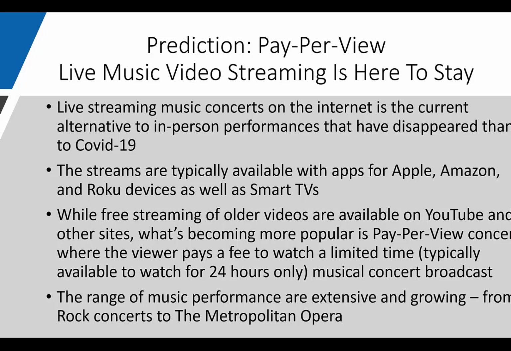The streams are typically available with apps for Apple or Amazon or on Roku devices, as well as smart TVs. While free streaming of older videos is available on YouTube and other sites, what's becoming more popular is pay-per-view concerts, where the viewer pays a fee to watch a musical concert broadcast for a limited time, typically only 24 hours. The range of these performances is pretty extensive and continues to grow, from rock concerts to the Metropolitan Opera.